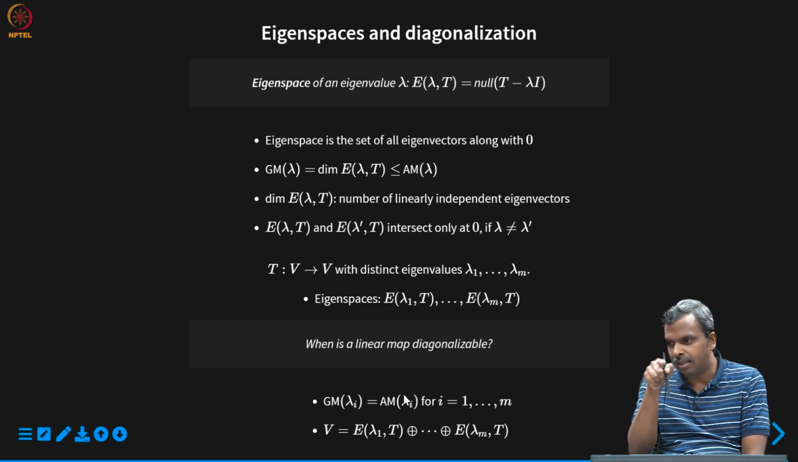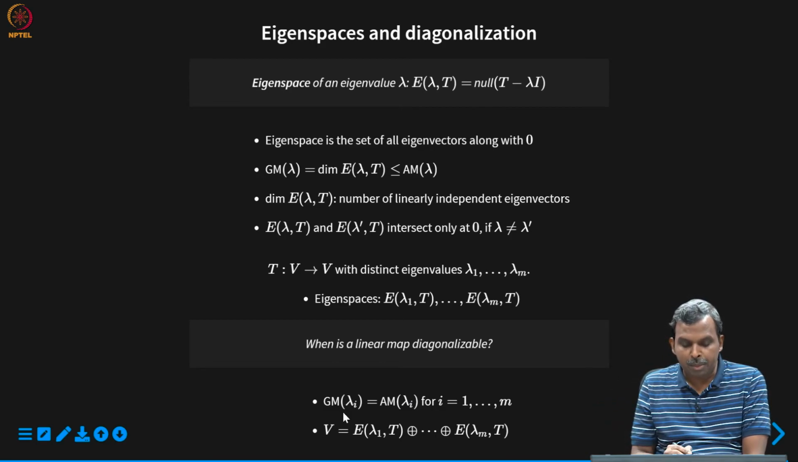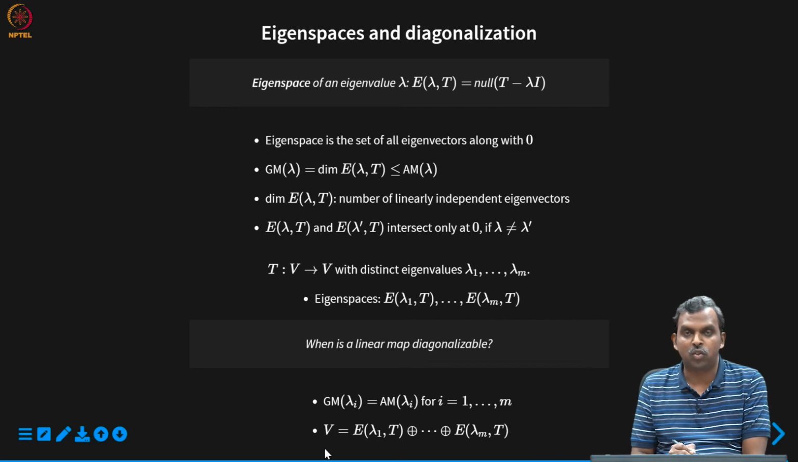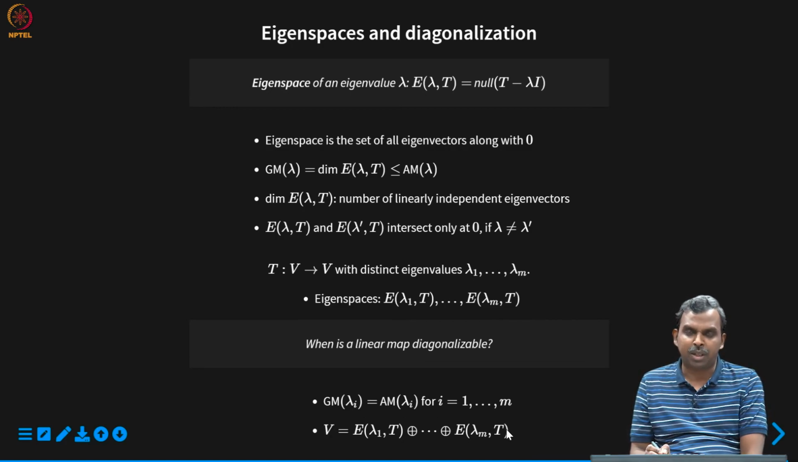Right, they are on the diagonal. All the eigenvalues are on the diagonal. So you add up the algebraic multiplicities, you will get n. Now if the geometric multiplicity is equal to that, the sum of the geometric multiplicities will also be n. And these eigenspaces don't intersect non-trivially, right? So they intersect trivially. So the direct sum of eigenspaces gives you V. Okay, so this is a very nice picture to remember.